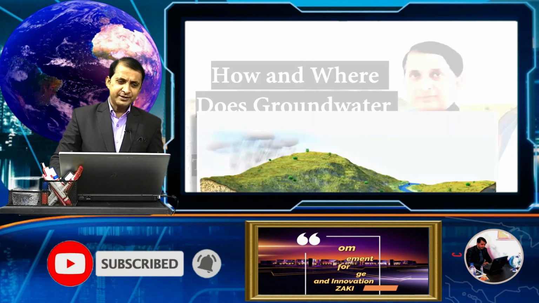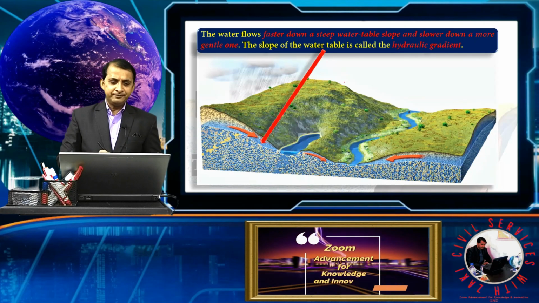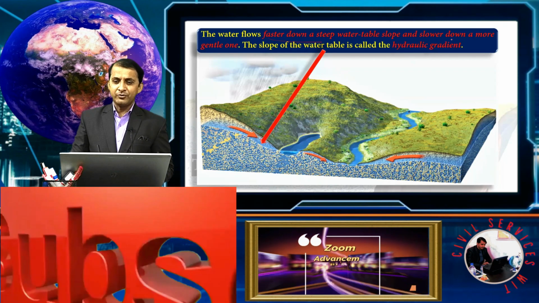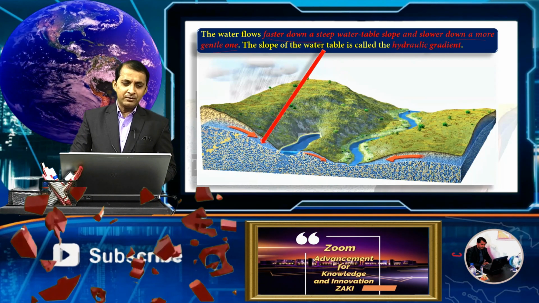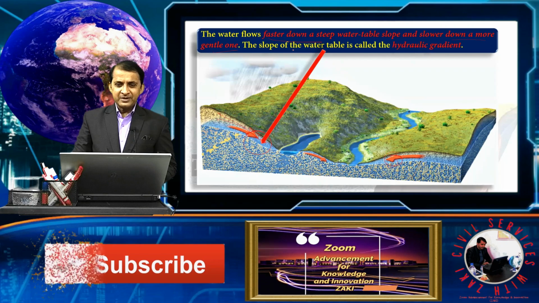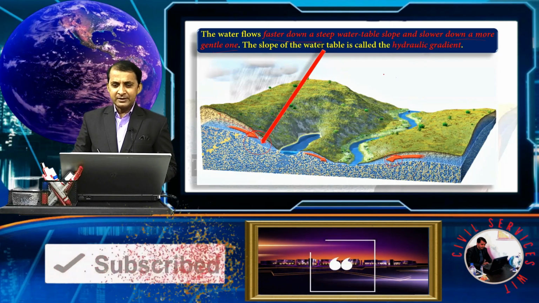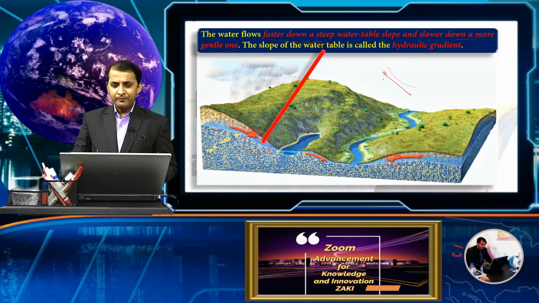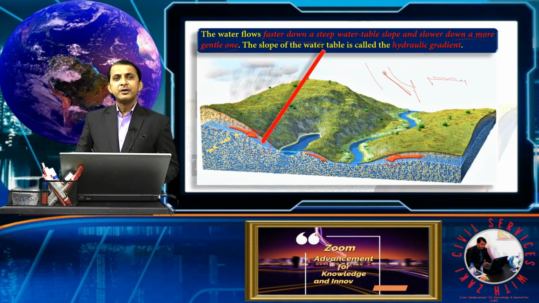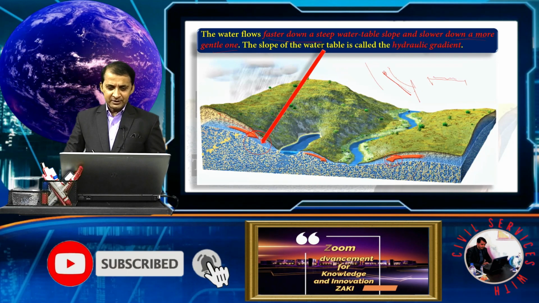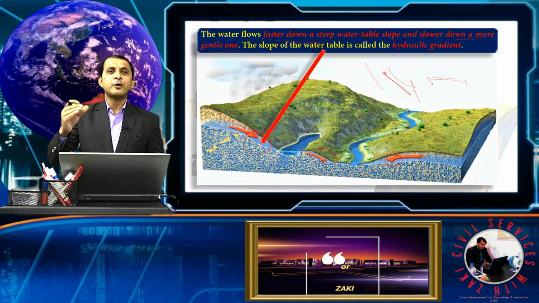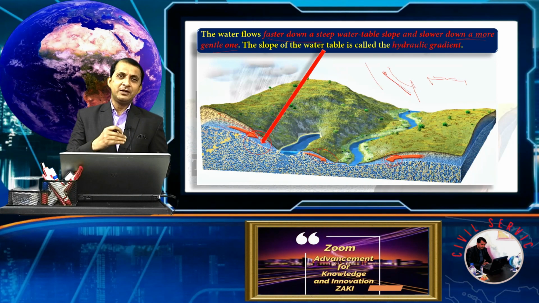So we move forward and see here: the steeper the water table slope, the faster the water flows, and the more gentle the slope, the slower. So groundwater flows faster near the steep slope and slower on the gentle slope. Here groundwater flows very rapidly, but where we find a gentle slope, it flows very slowly. So a more steep slope means groundwater flows more rapidly, and less slope means less speed.